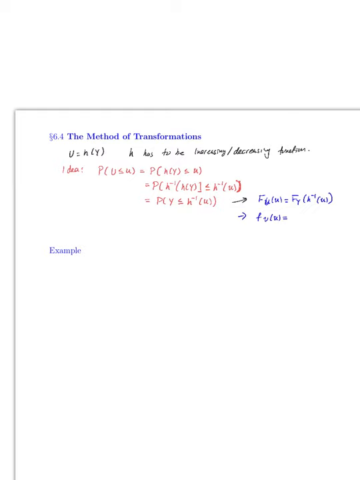So then you just have to take the derivative with respect to u. But in this case, you have to be careful because you have to use the chain rule. So this will be the density function of y evaluated at the inverse function times the derivative with respect to u of the inverse function of u, which is technically just the chain rule from calculus.